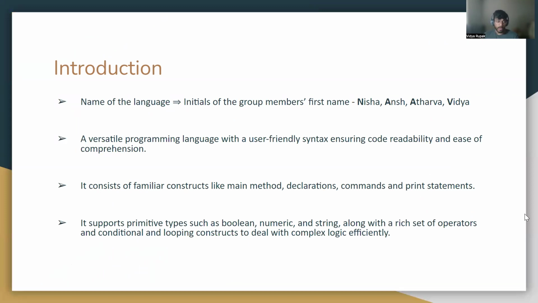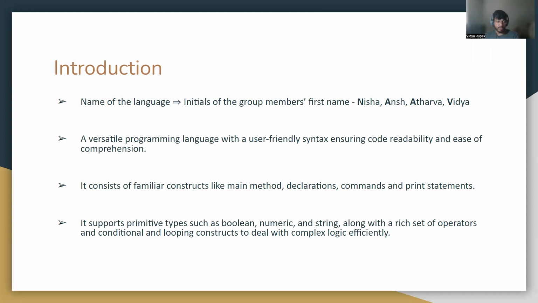So we chose to name our language NAV, which is the initial of each team member's name. This NAV language is a versatile language and it has a user-friendly syntax. We decided to draw inspiration from Java and Python. It also consists of familiar code structures like the main method. Inside that there will be multiple declarations, commands, and print statements.